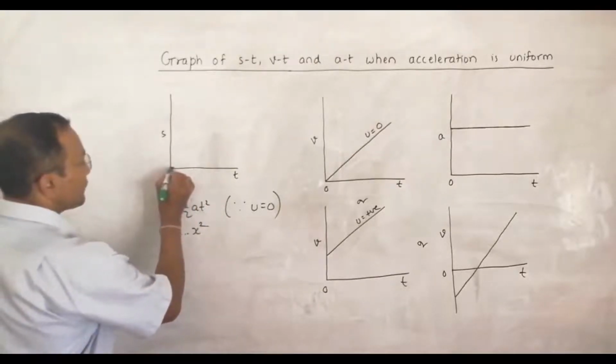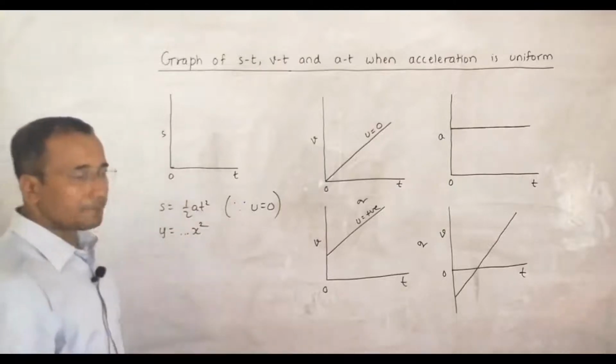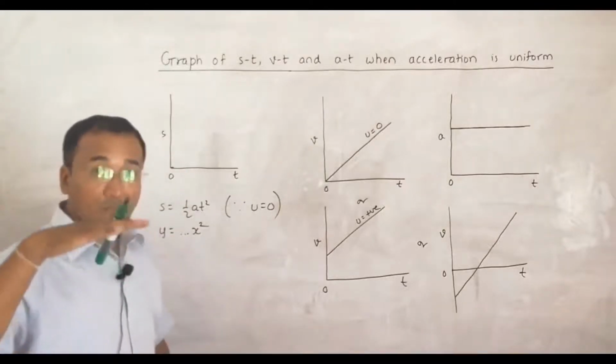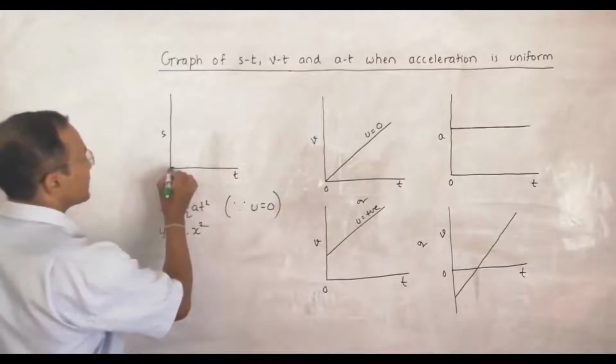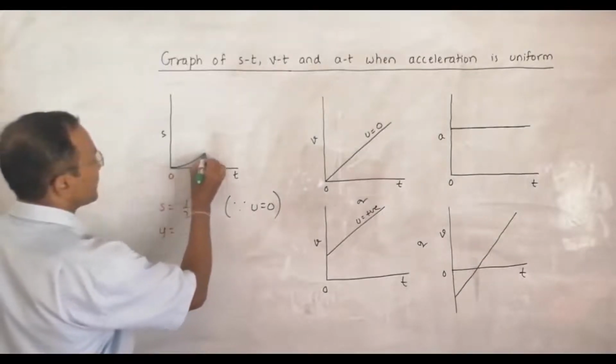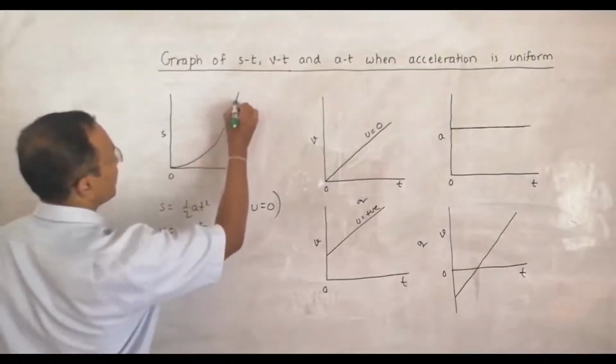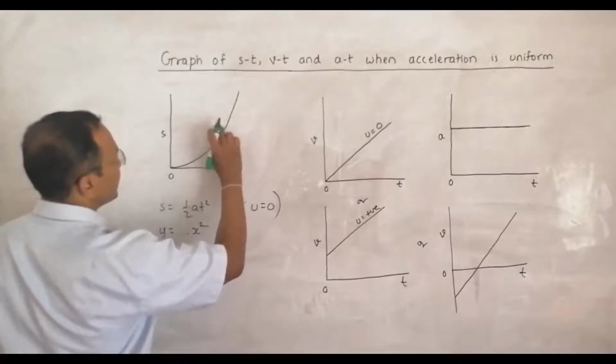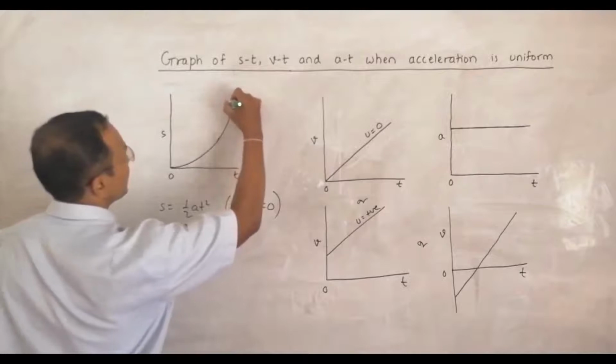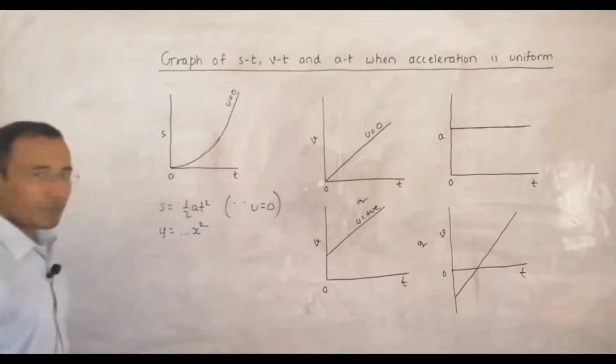It should come first, the slope should be zero. It should be horizontal first. Then from here, it rises like this. So this is the parabolic path, the parabolic curve here, with slightly trembling hands. So this happens when u equal to zero.